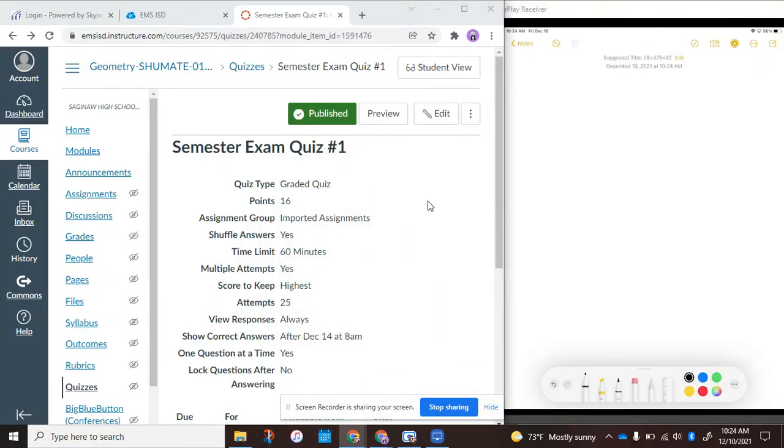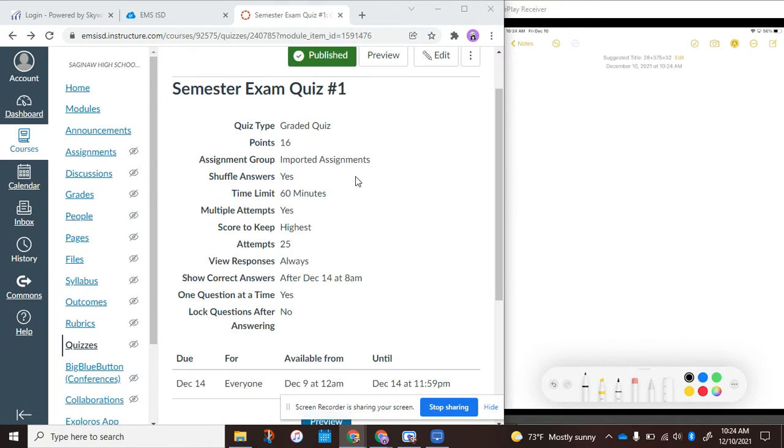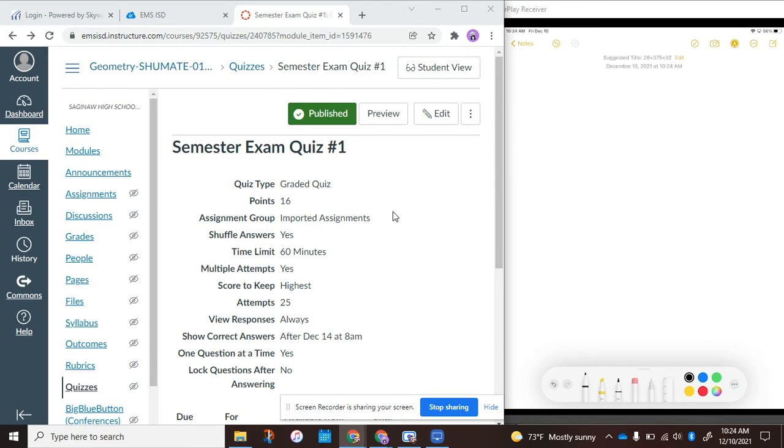All right, folks, we are looking at our semester exam review quiz number 1. If I'm remembering correctly, there are only 4 questions on it, but you've got a whole bunch of attempts that you can use, so you can always come back and look at these questions again. The correct answers will be shown on there starting on the day before your test starts.